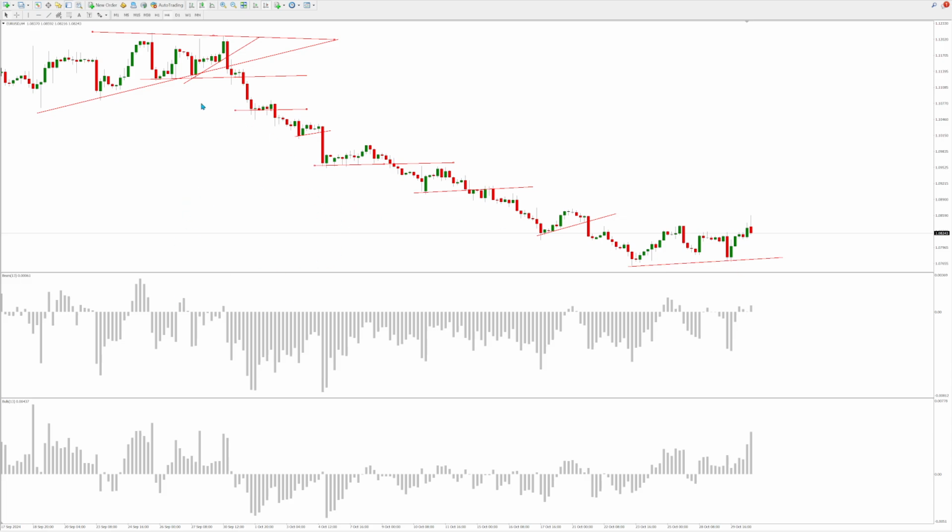Okay, so Elder Ray Index. I've gone off topic a bit there, but I did want to just give you a strategy really based on price action, just to emphasize the fact that you don't necessarily need technical indicators. That being said, the Elder Ray Index. So it basically is the bulls and the bears power. The stronger the bears power, the more chance there is of a downwards market.